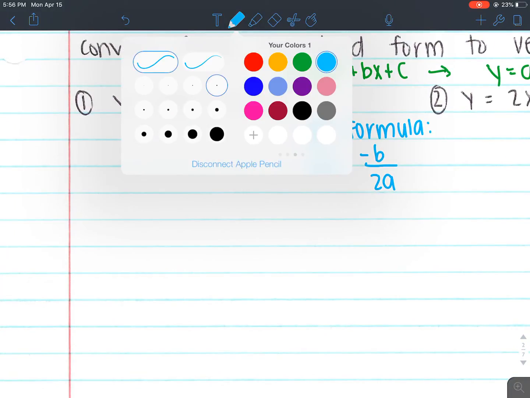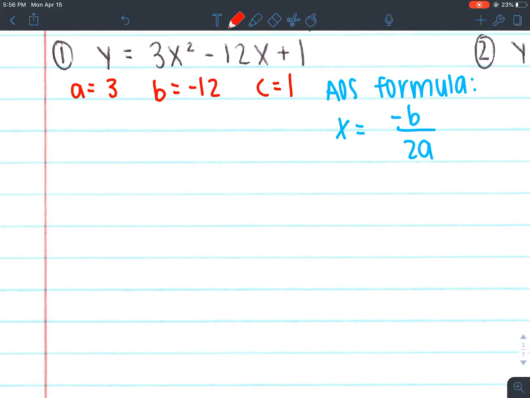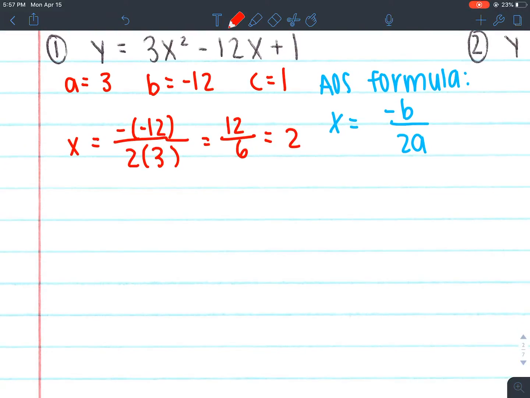So the first thing I'm going to do is identify my a, b, and c. My a here is 3, b is negative 12, and c is 1, okay? Now, using my axis of symmetry formula, I have x equals negative 12, because that's our b, over 2 times 3. Negative negative 12 is positive 12 over 6, which gives me 2. So x equals 2. That means my axis of symmetry is x equals 2.